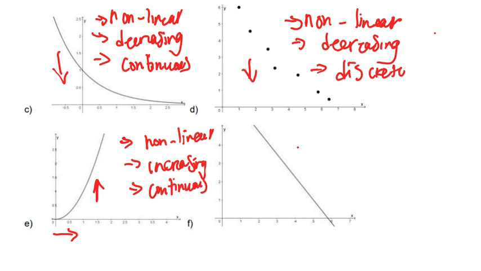Let's look at this last graph, f. For f, is our graph linear or non-linear? It is linear. Why? Your graph is going straight down. It doesn't change directions along the way. It's linear. Is our graph increasing or decreasing or constant? It should be decreasing. Why? As we are moving from left to the right, it keeps on going down. So it is decreasing.